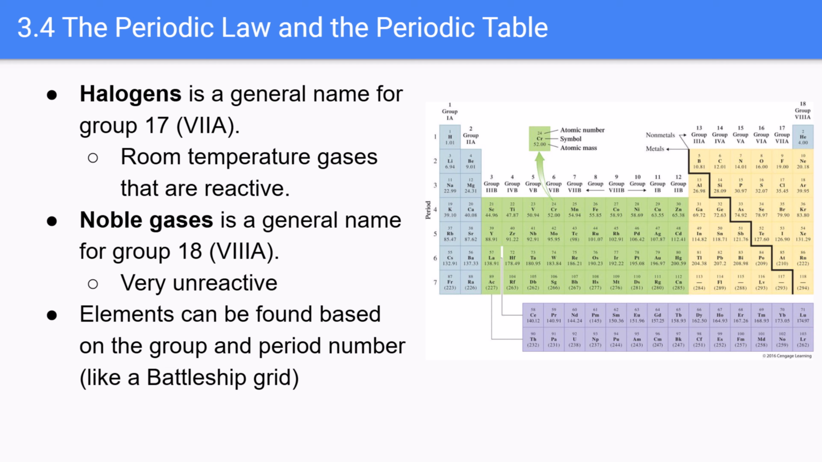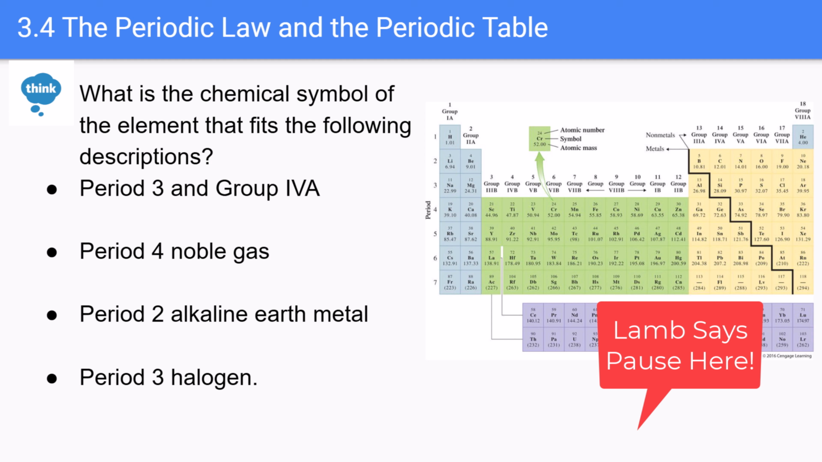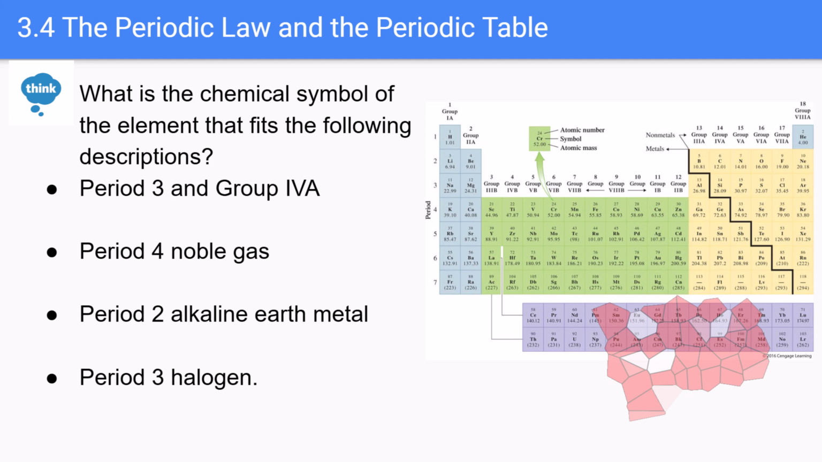And so what we can do is we can play basically a game of Battleship. If I give you a period number and a group number, you should be able to tell me the element that I am discussing based off of that location on the periodic table, again, like a Battleship grid. So that being said, what I'd like you to do is to pause the video and take a few moments and go through and determine which element we are discussing based off of this descriptive information of its location on the periodic table. Take a few moments, work through that, and we will be back here in just a moment.